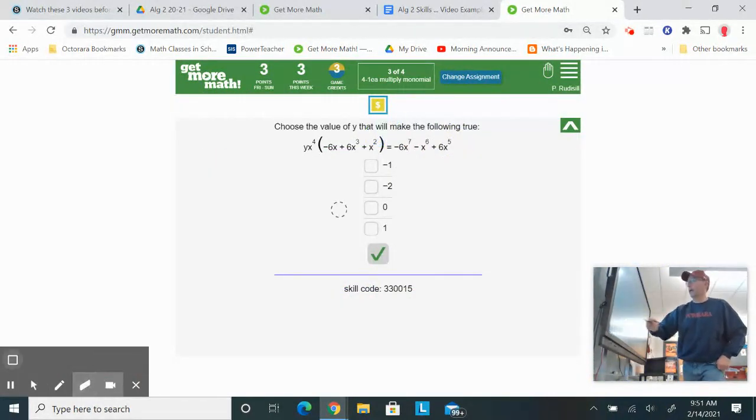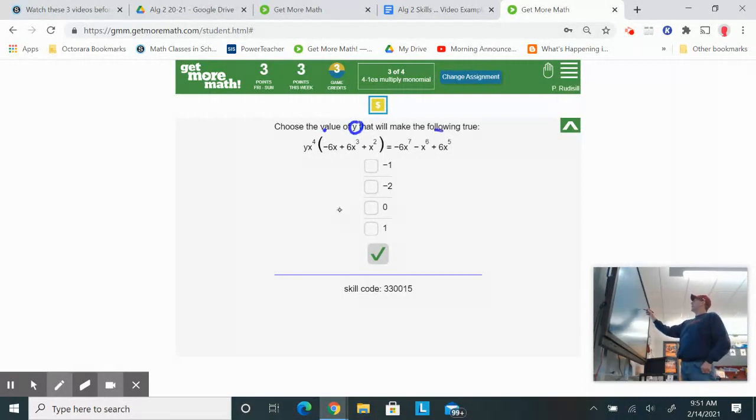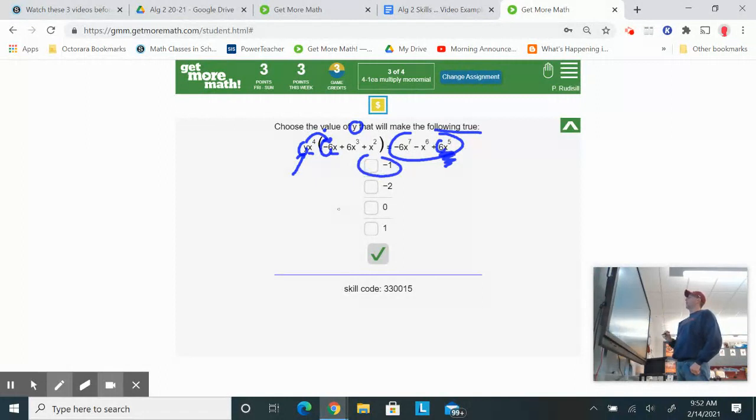We should take a look at this last one here. It looks a little different. It says choose the value of y that will make the following statement true. So I've got to figure out what y is to get this answer over here. I'd have to distribute y times this. And x to the fourth times x is x to the fifth, which is the last term in the answer. So what number times negative 6 would give me a positive 6? I'm thinking it would be a negative 1. So right away, I think it's going to be the negative 1.